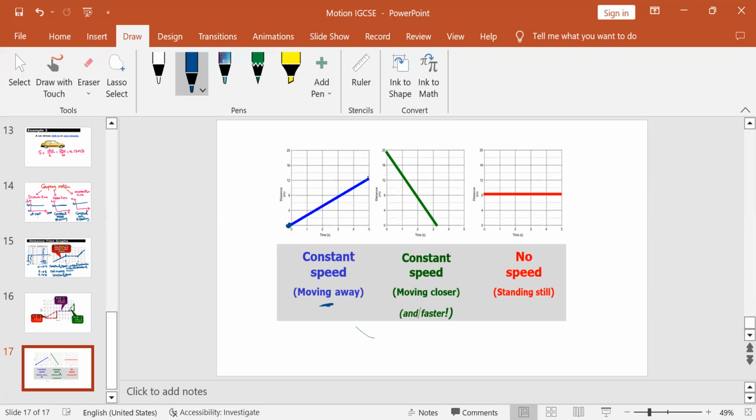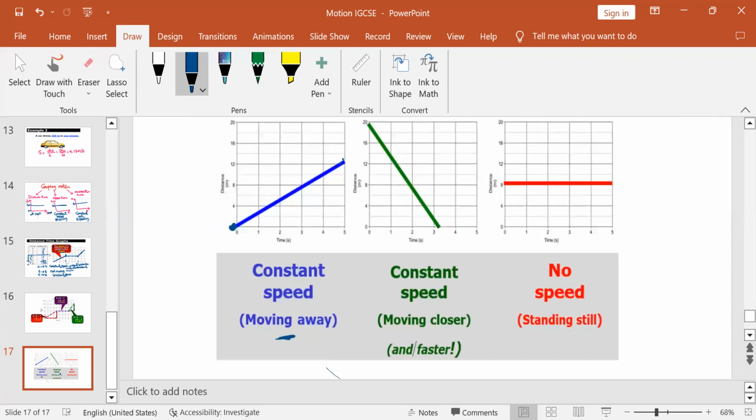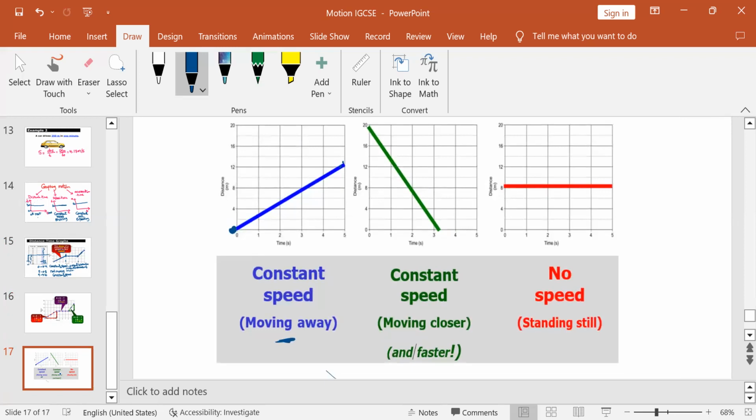But what do you think? Can you describe the motion of the body? If here is the starting point, the body is moving away from the starting point. If the graph is like this, if the slope is negative, it means that the body is moving in the opposite direction, toward the starting point. Okay? Here, the body, as we said before, has no speed, the body is standing still. Okay?